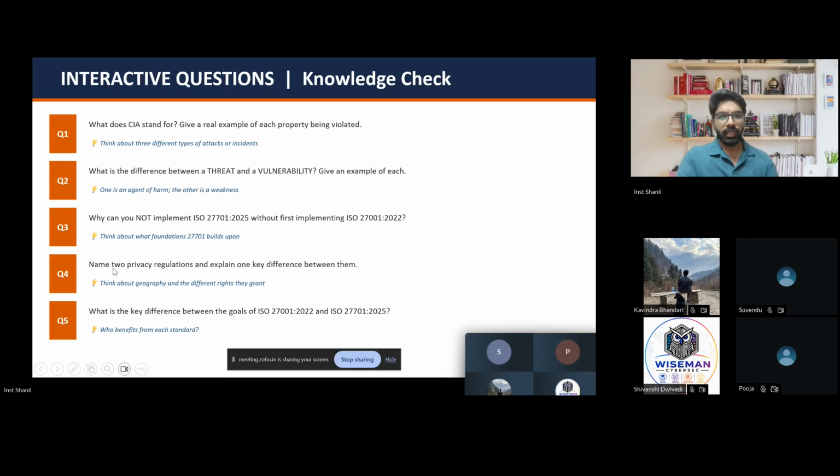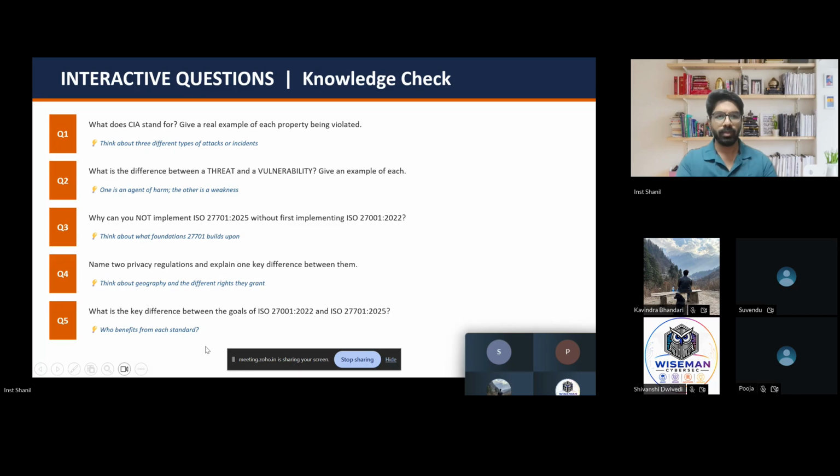Question 4, name two privacy regulations and explain one key difference between them. We recently studied all three regulations, GDPR, DPDP, and CCPA, so we can leave this question. What is the key difference between the goals of ISO 27001 and 27701? One example from both of you.